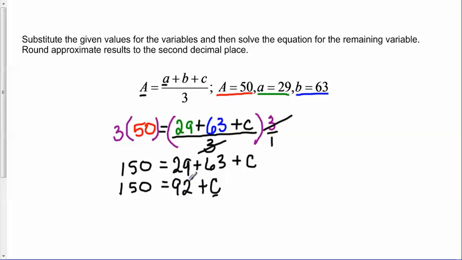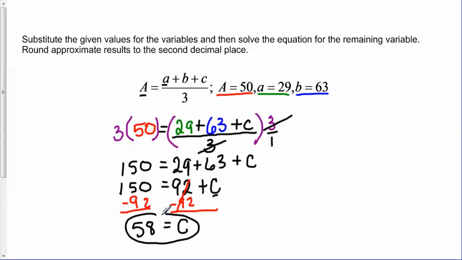We want to get that 92 kicked over to the other side. Because it's a positive 92, we're going to subtract 92 from both sides of the equation. When we do that, the 92s on the right side cancel out, and all I'm left with is C, which is what we wanted to find out. On the left side, when we do the subtraction, 150 minus 92 is going to equal 58. And so that would be our value for C, the variable that was remaining.